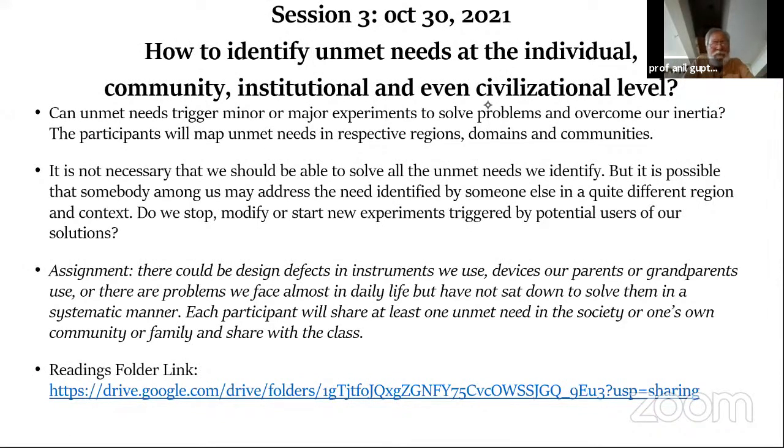You can add the unmet need along with your name, scientific background, lab where you are, year in which you are, and the need that you have identified. So we have a similar need sheet as last time. We will also use it this time.